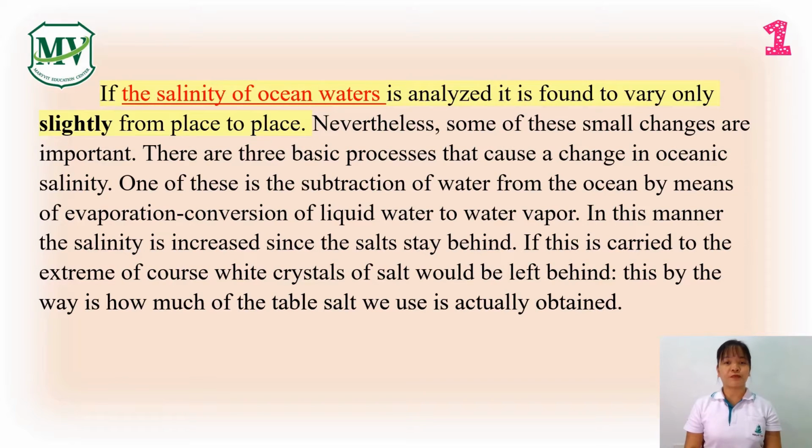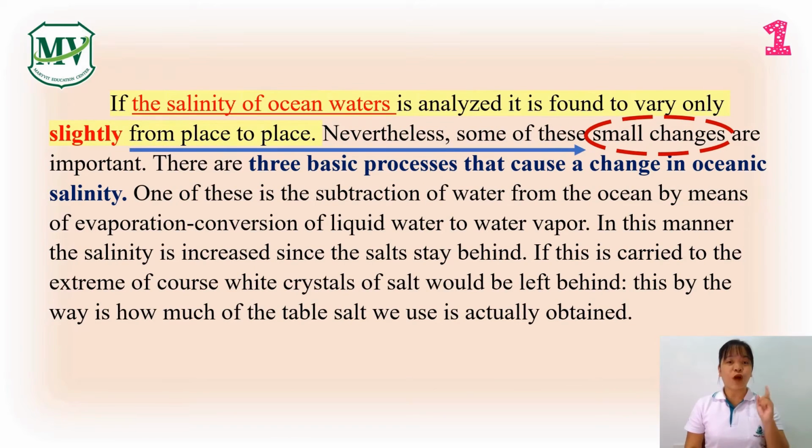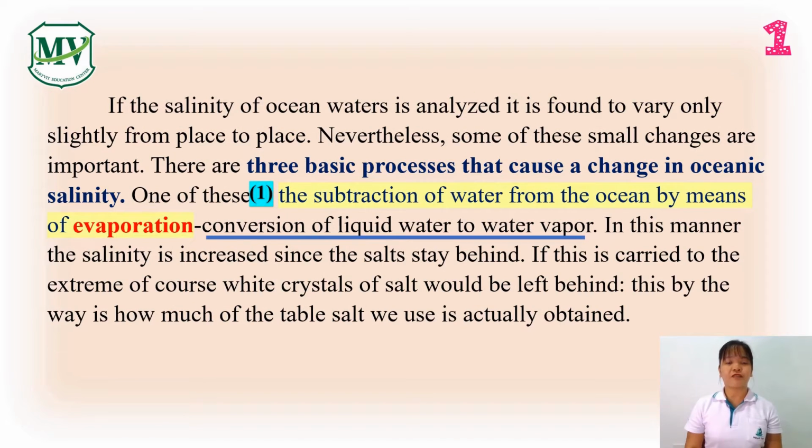Take note of this word slightly. This word here means small changes in the salinity of ocean water. At the same time, there are three basic processes that cause a change in the oceanic salinity. Let's find out. One of these processes is the subtraction of water from the ocean by means of evaporation. And the meaning of evaporation here can also be found in the paragraph, meaning conversion of liquid water to water vapor or to a gas.